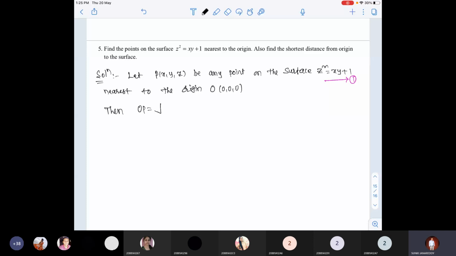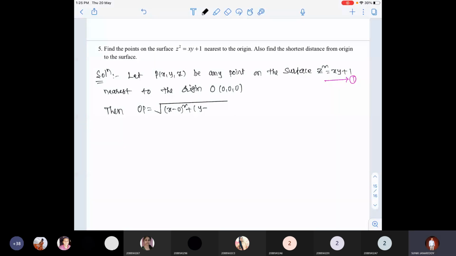What is the formula? Tell me, any one of you, what is the formula for distance between 2 points? Under root of x minus 0 whole square plus y minus 0 whole square plus z minus 0 whole square. Okay, very good.